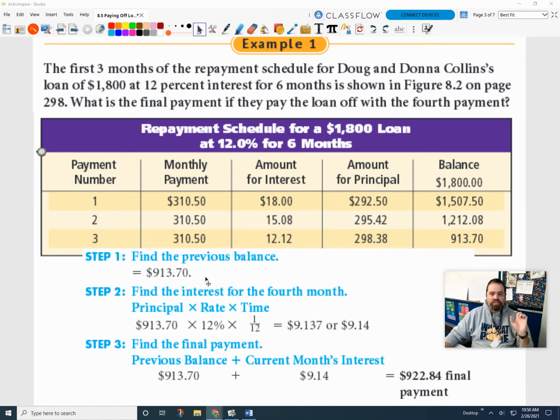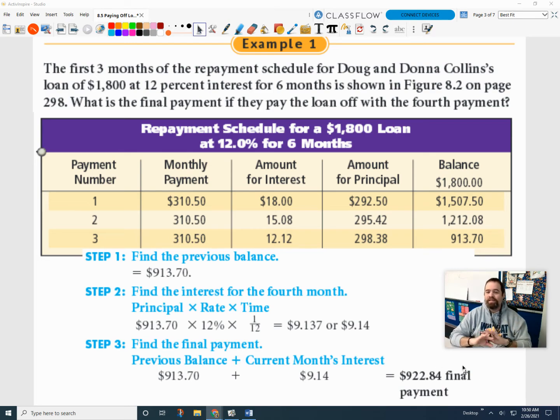No work needed there, just there it is. So we need to calculate the interest on that last month. So they had a $913 balance times their 12% times 1 out of 12 because it's 1 month of interest. So their interest on that last month is $9.14. So the final payment, it's balance plus interest, boom.